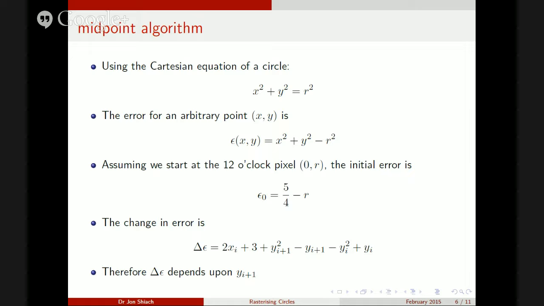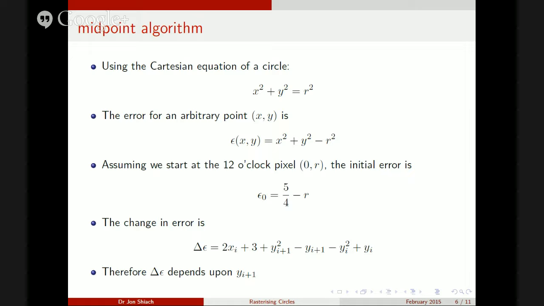What I've got on this slide is sort of condensed, so I'm going to use a visualizer in a minute just to fill out a few gaps. What we do is we assume we start at the 12 o'clock pixel. So that means your x coordinate will be 0 because it's straight up, and the y coordinate will be r. And somehow we get this expression, and I'll show you how that is on the visualizer. Okay, so our starting point is our function of the error.